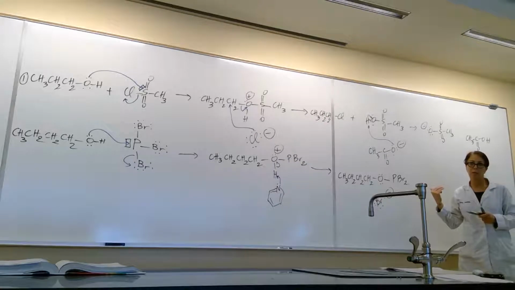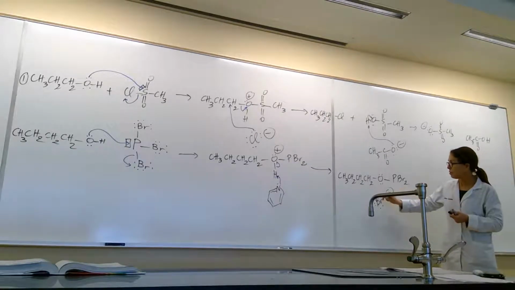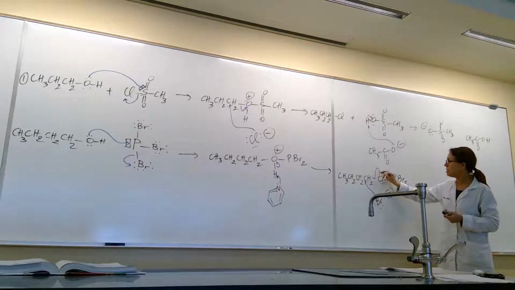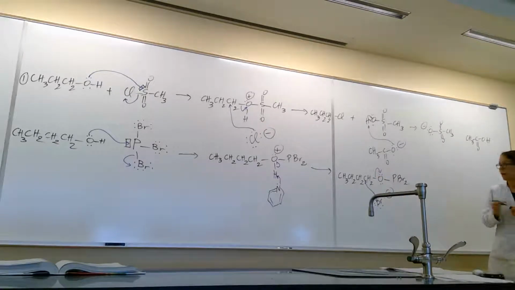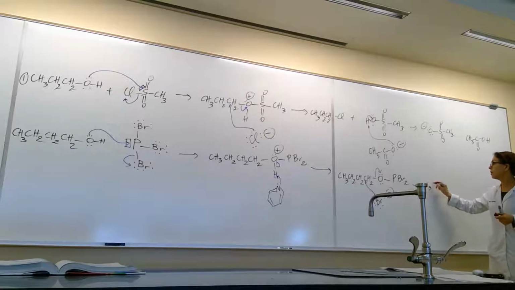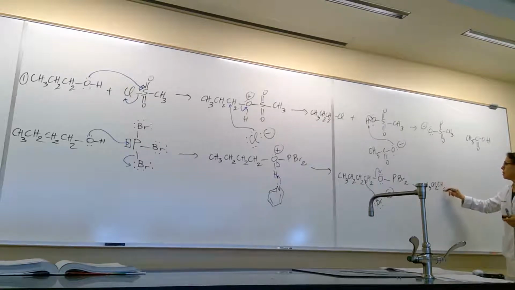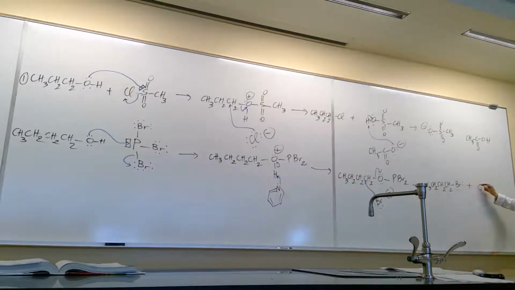You have the leaving group leaves all of it. This is different. So now the Br attacks this leaves. Okay, so you end up with CH3, CH2, CH2, CH2Br. And then we're going to have O minus PBr2 and the pyridinium ion. So what's the last step? Very good. Deprotonation of the pyridine.